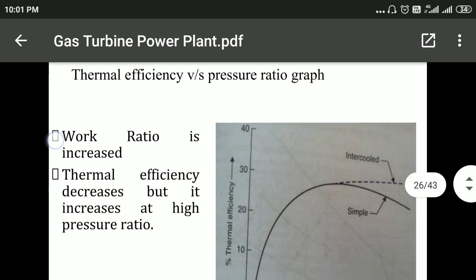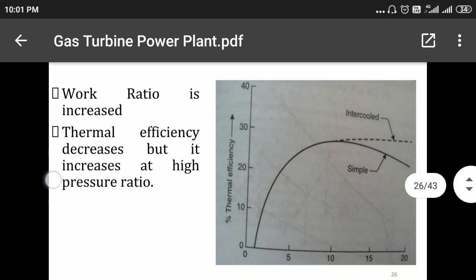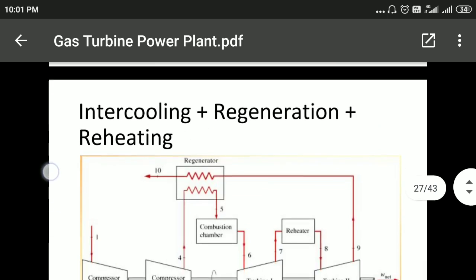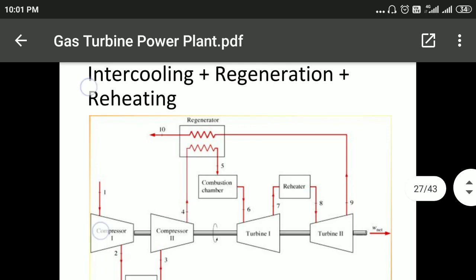So on the pressure ratio and thermal efficiency graph, the work ratio is increased, thermal efficiency is decreased, but it is increased at high pressure ratio. Meaning if the pressure ratio keeps on increasing, the thermal efficiency increases, but at the starting point thermal efficiency decreases. So now the all three combination.